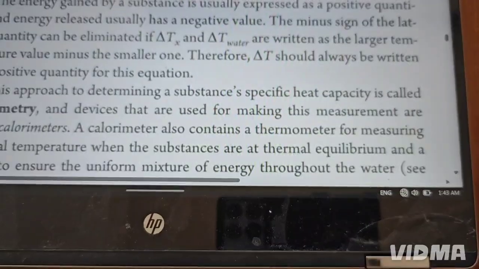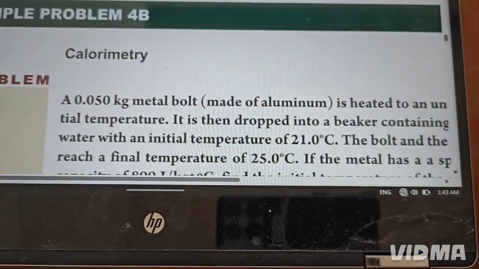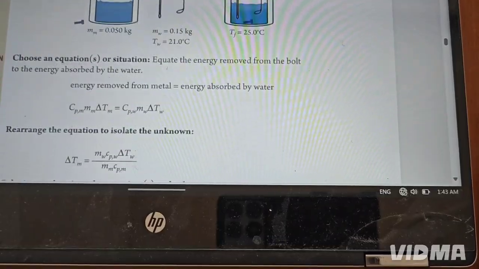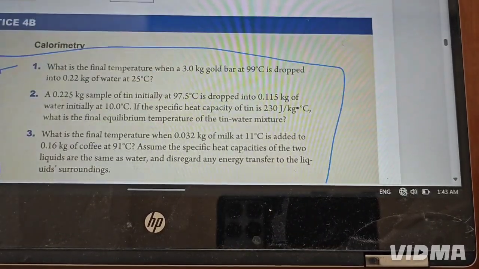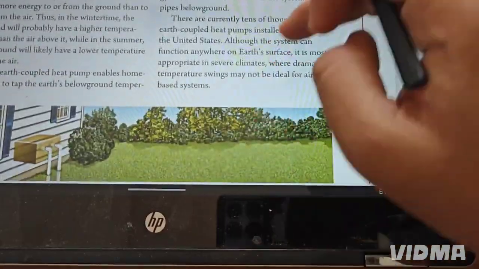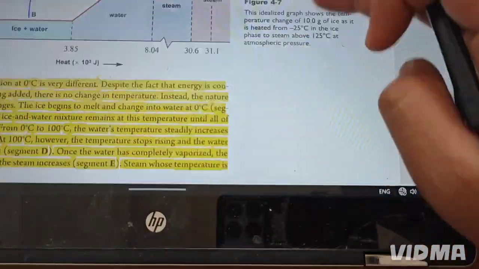Now we reach the point to solve the example actually, but I'm not sure that we have time to solve. Let me check how many questions are left.